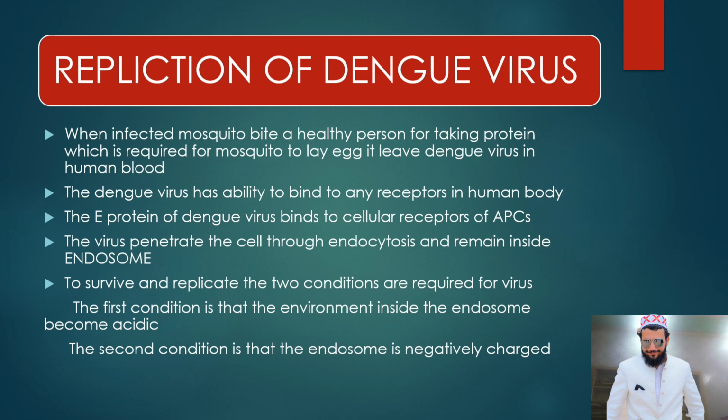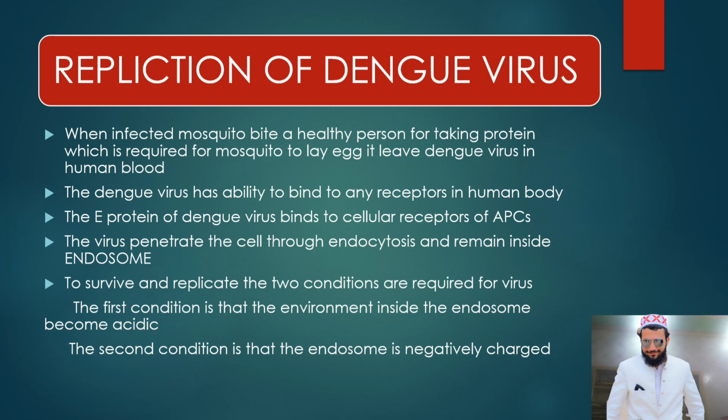Let's talk about replication of dengue virus. When an infected mosquito bites a healthy person to take the protein required for the mosquito to lay eggs, it leaves dengue virus in the human blood. The dengue virus has the ability to bind to receptors in the human body. The E protein of dengue virus binds to the cellular receptor of antigen presenting cells. The virus penetrates the cell through endocytosis and remains inside the endosome.